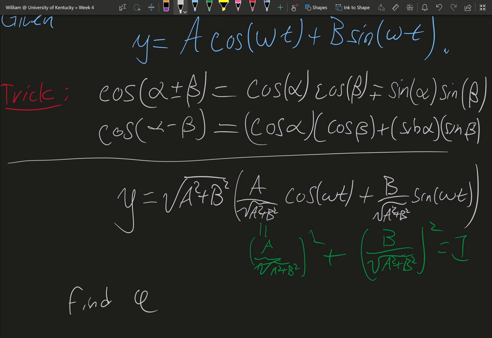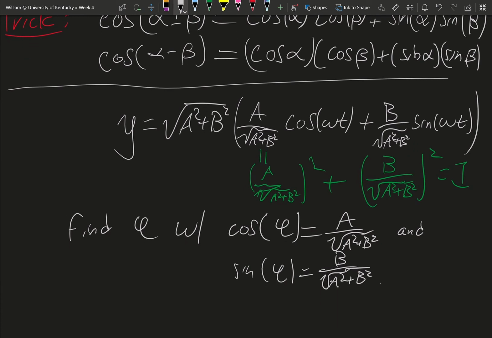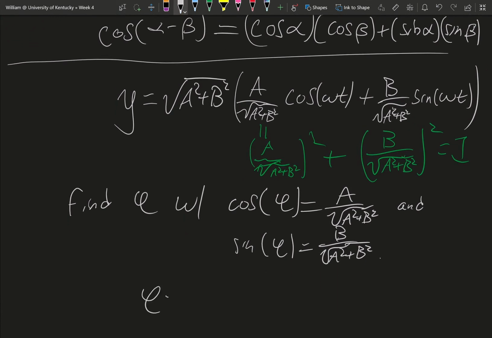So what that means is we can find some angle, say phi, with cosine of phi equals a over square root of a squared plus b squared, and sine of phi equals b over square root of a squared plus b squared. And in fact, we can do a formula for this. You can sort of check, but phi is going to be inverse tangent or arctangent of b over a.